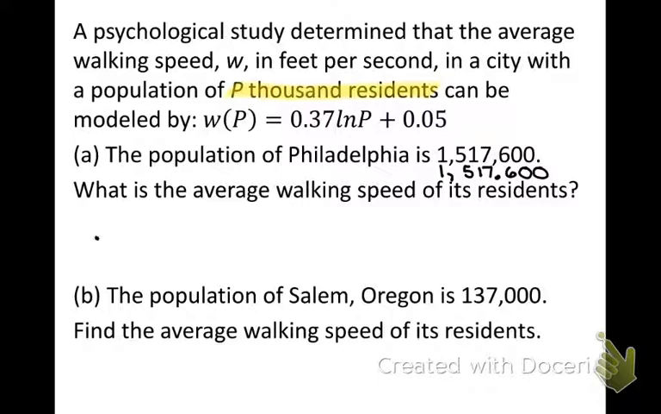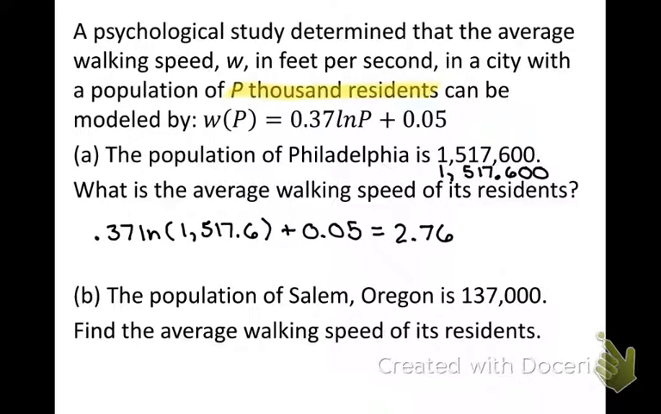So we get 0.37 ln of 1,517.6. No need to write those extra zeros. Plus 0.05. And now this is something we're going to simply plug into our calculator. So get that calculator out. We have 0.37 ln of 1,517.6 plus 0.05. And we should come up with a walking speed of 2.76. Let's round to 2 decimal places. It's a word problem. We need units. Feet per second.